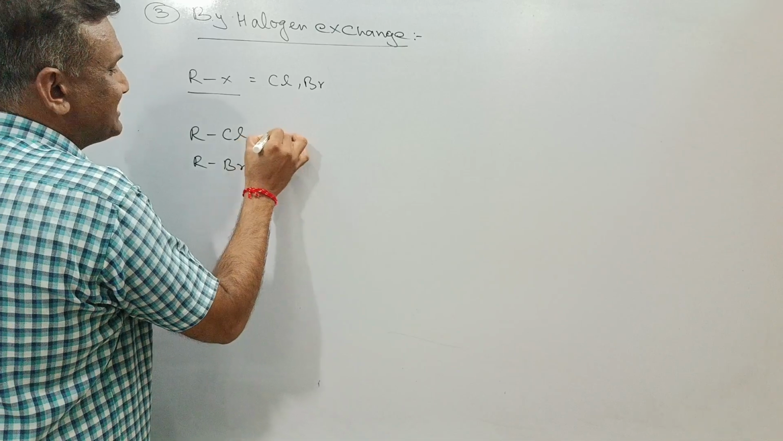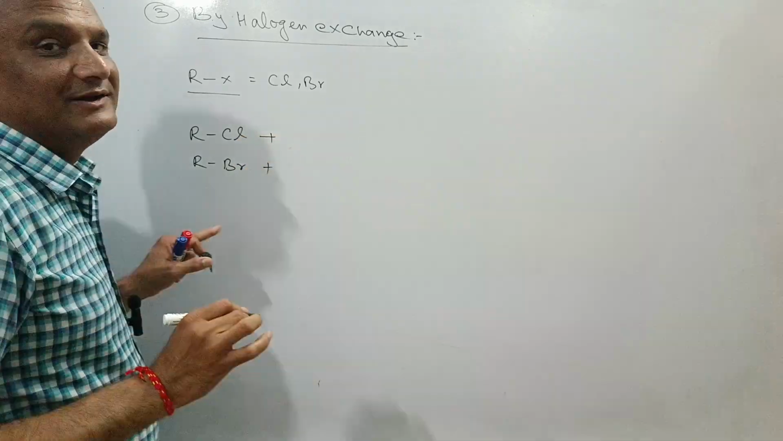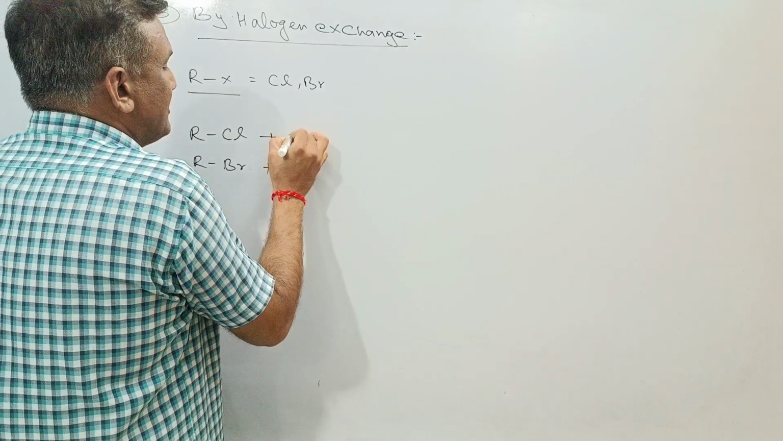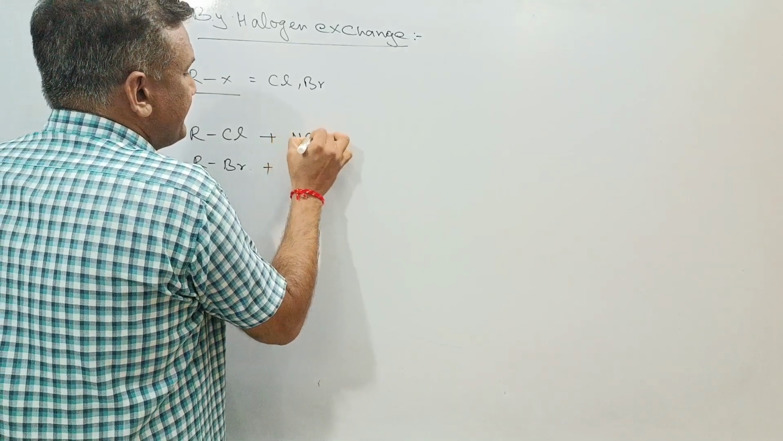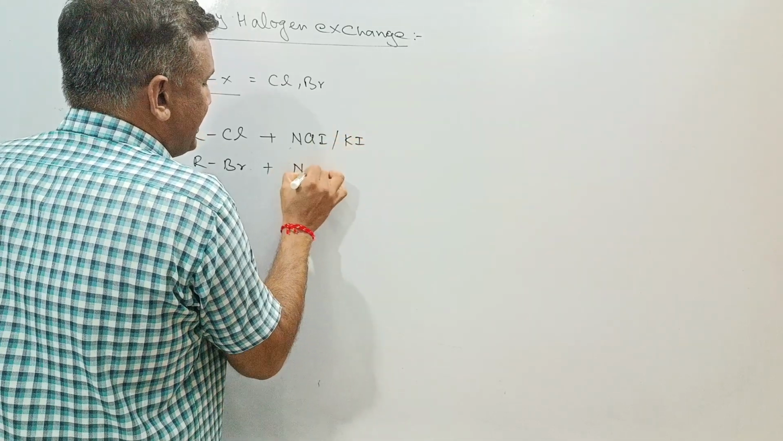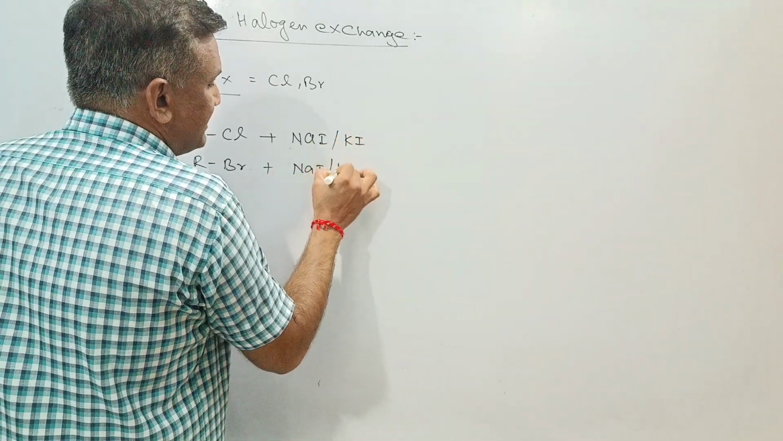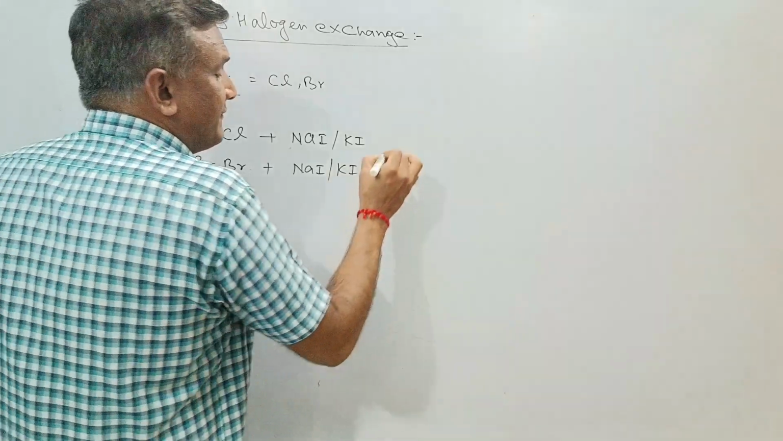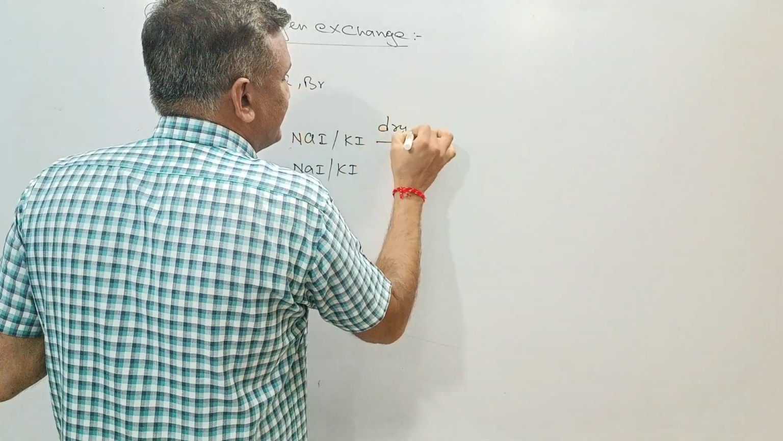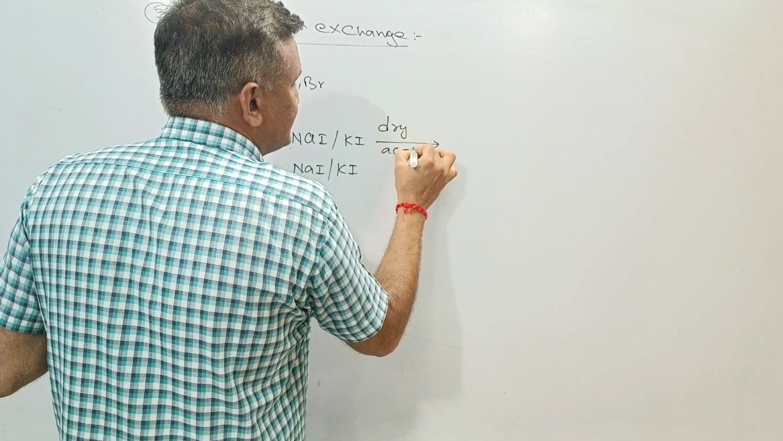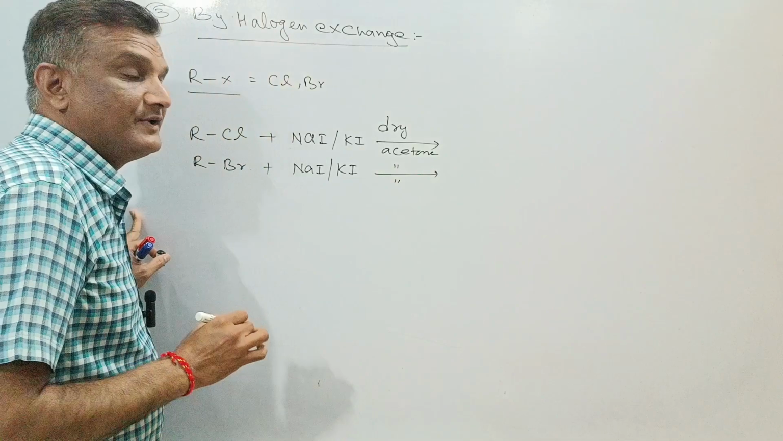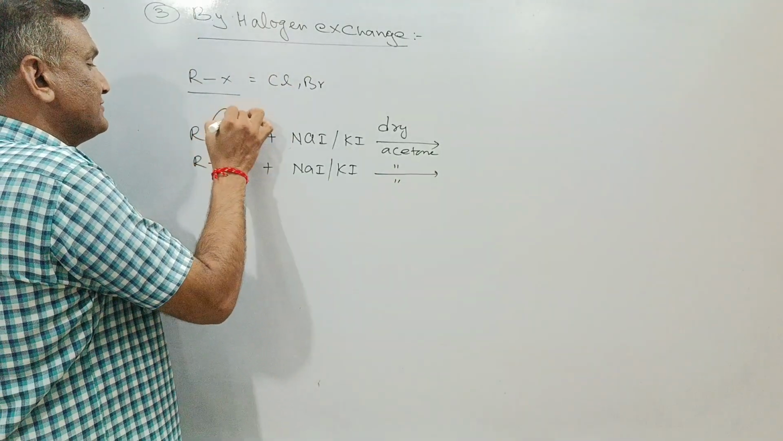If you want to change them to iodide, then you can change directly by reaction. That is the use of either NaI or KI. For this, we take the presence of dry acetone. Here there will be an exchange of halogen like this.